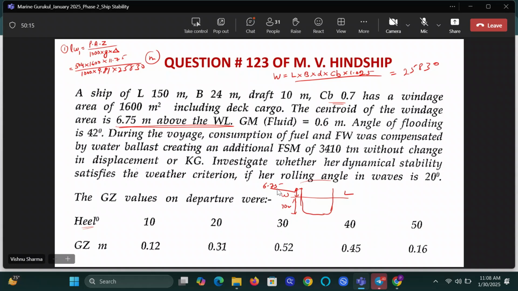How much is it coming? 0.037. 0.037 meters, sir. Okay, we'll check in the solution.